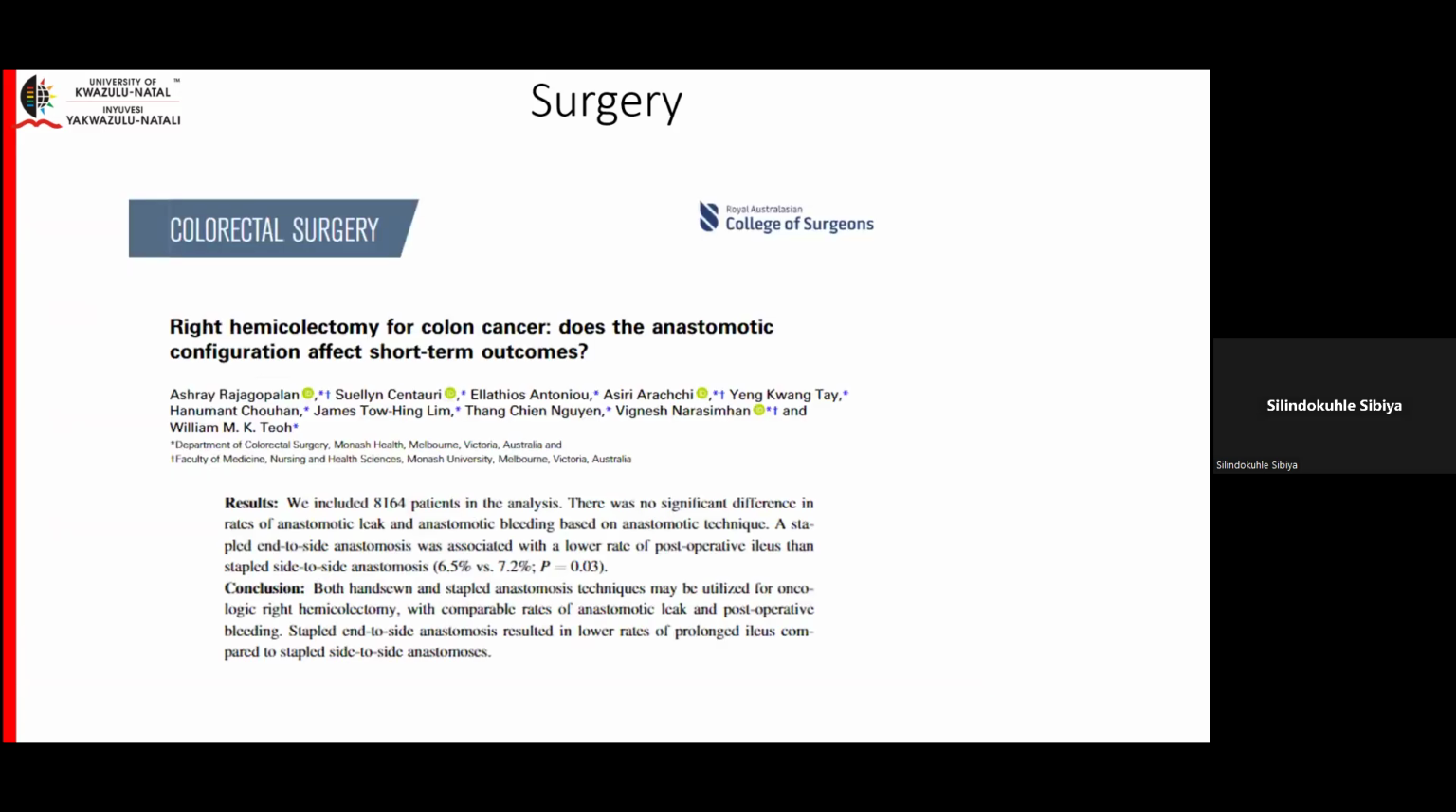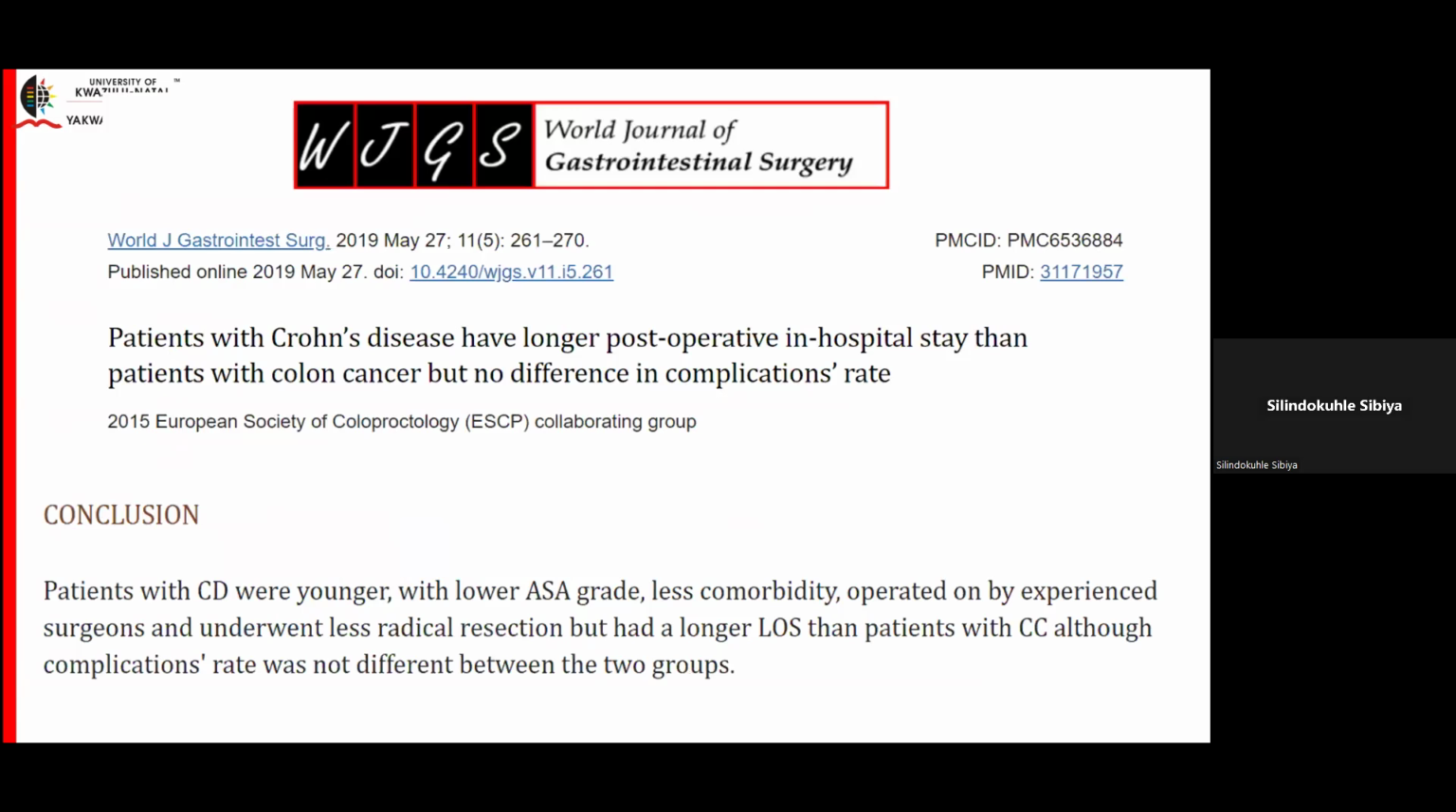So this article from Australia looked at right hemicolectomy for colon cancer and whether the anastomotic configuration affects short-term outcomes. What they found is that both hand-sewn and stapled anastomosis techniques may be utilized for oncological right hemicolectomies, with comparable rates of anastomotic leaks and postoperative bleeding. This article also looked at patients with Crohn's disease versus those with colon cancer. And what they found is that patients with Crohn's disease have a longer postoperative in-hospital stay than patients with colon cancer, but no difference in complication rates.